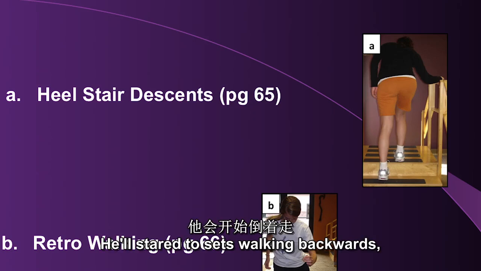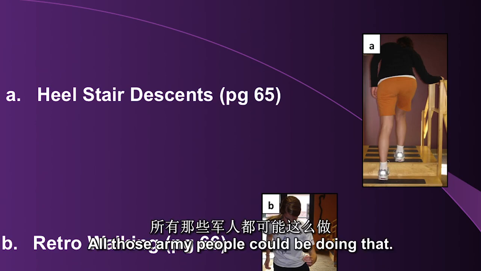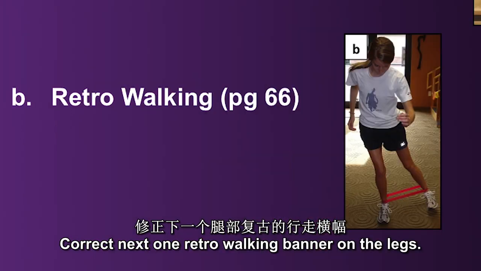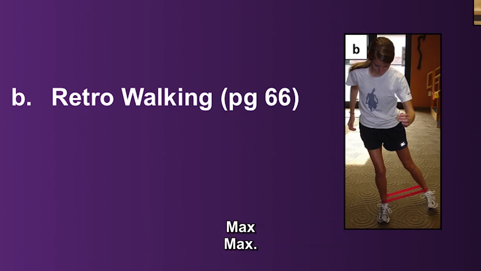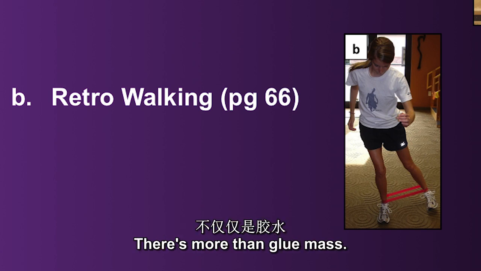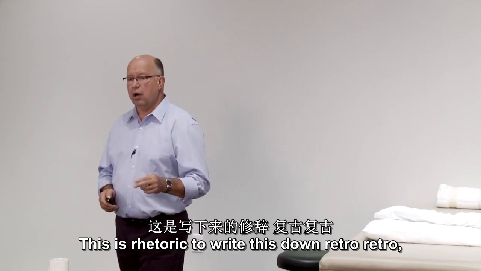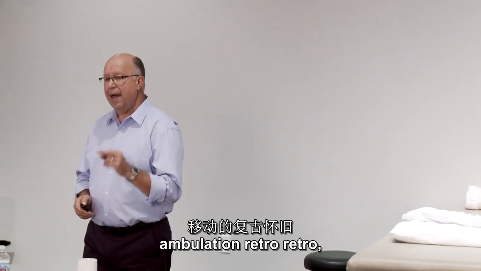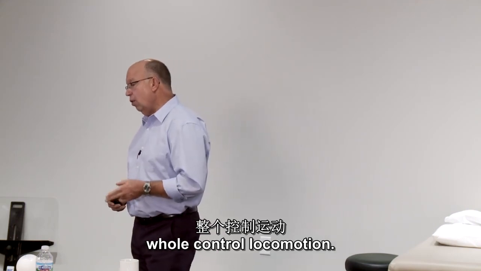Good luck with it. Heel stair descents, walking backwards, left, right. All those Army people could be doing that. Correct? Next one, retro walking, band around the legs, glute max. All this would be alternating work. There's more than glute max. This is retro. Can you write this down? Retro, whole control, ambulation. Retro, whole control, locomotion.